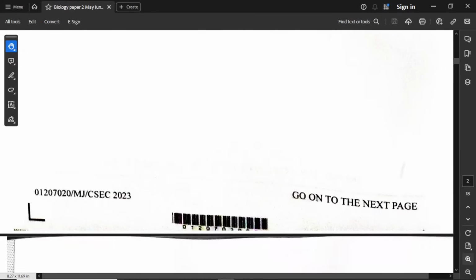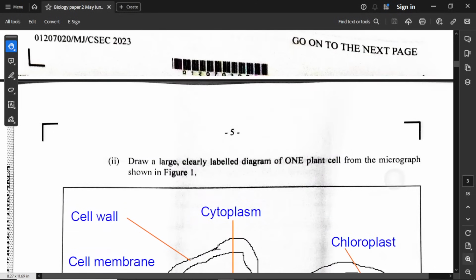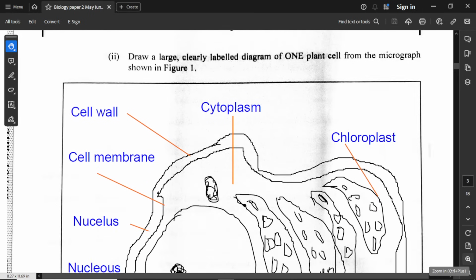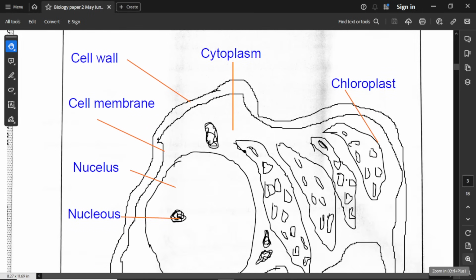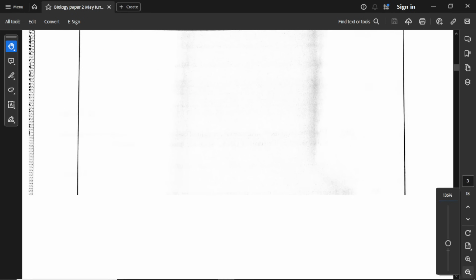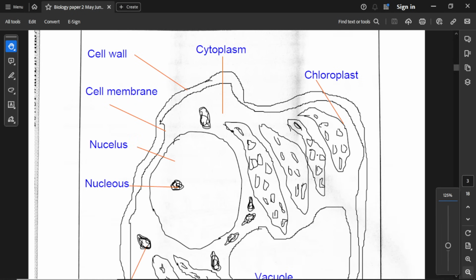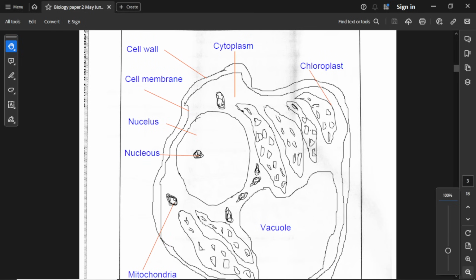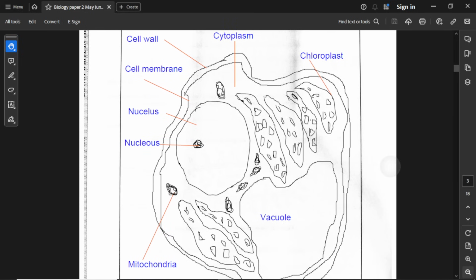All right, let's go to the next question, part 2 of A. It said draw a large, clearly labeled diagram of one plant cell from the micrograph shown in Figure 1. All right, I've drawn my diagram here with the labelings. Let me just zoom in a little bit so you get a better scope of this diagram. So your diagram again must be large. So your diagram should be large, relatively large, and properly labeled.